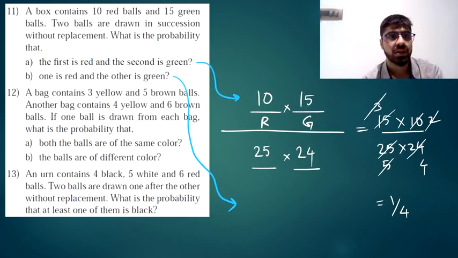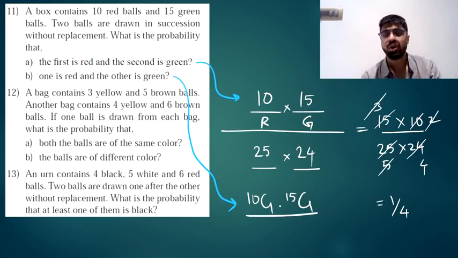One is red and the other is green. Now see, they are not talking about the sequence in this. They want one of them to be red and the other one to be green. So one red and one green. And how many ways can you select that? You can have 10C1 ways for the red ball and 15C1 ways for the green ball, divided by the total number of drawing possibilities, which is going to be 52C2. Sorry, not 52. There are 25 balls, so 25C2.